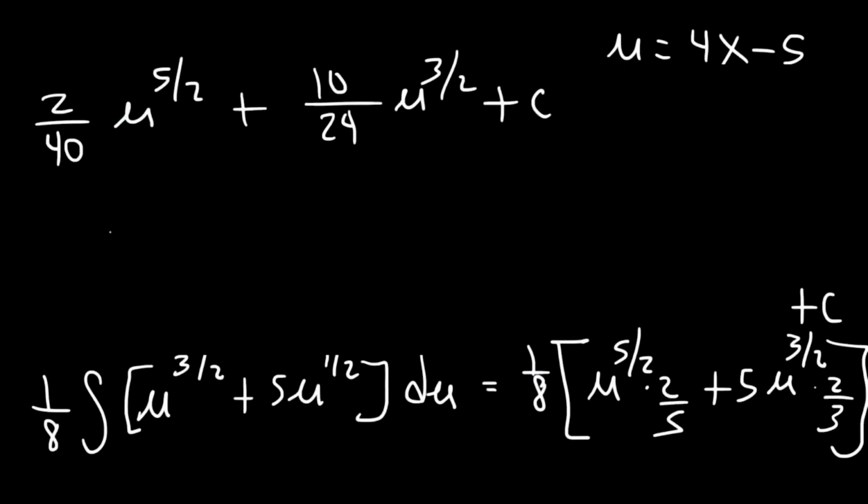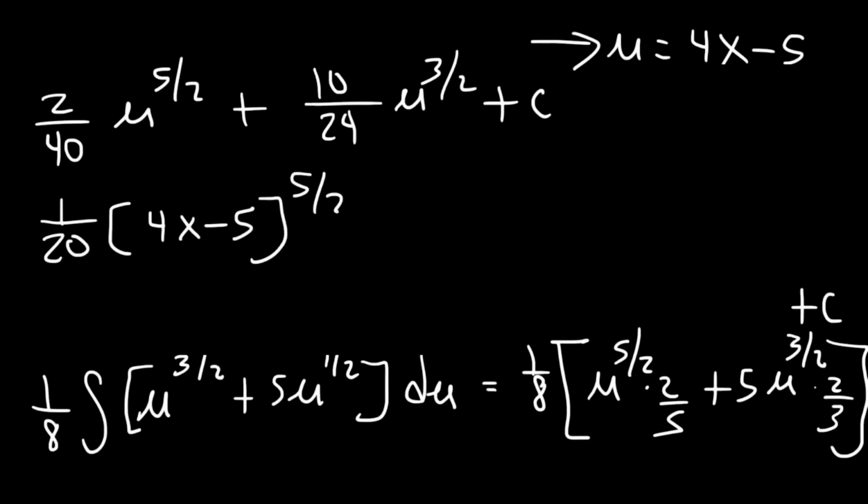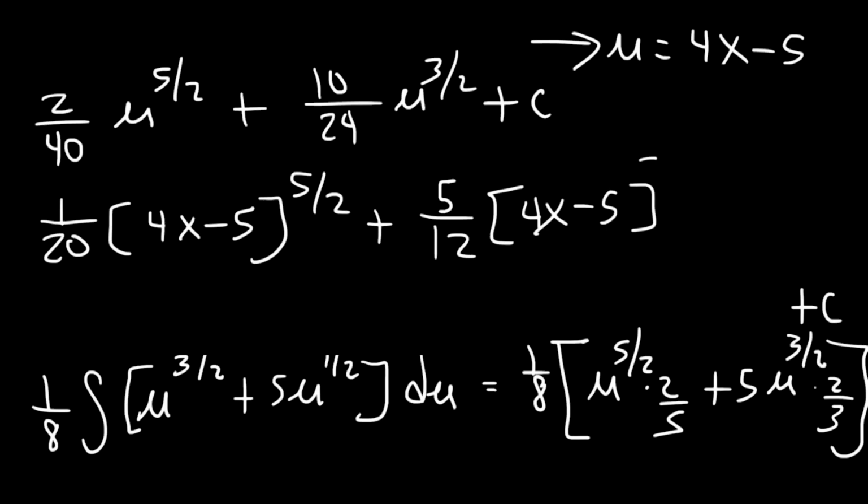Now 2 over 40 can be reduced to 1 over 20. And let's replace u with 4x minus 5. So this is going to be 4x minus 5 raised to the 5 over 2. And then 10 over 24, you could reduce that to 5 over 12. And then it's going to be 4x minus 5 to the 3 halves. And then plus c.